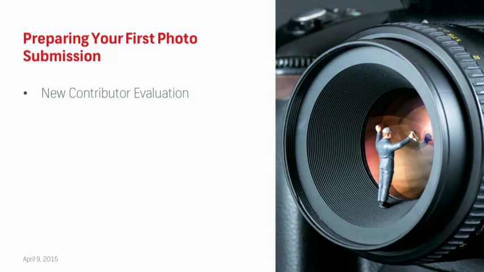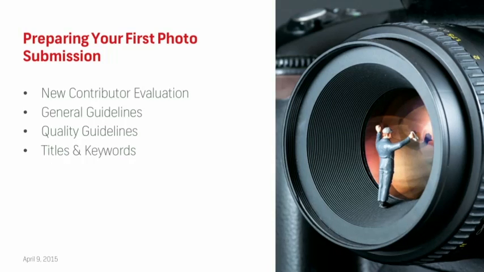So the first thing that I'm going to touch on is the new contributor evaluation process that we have here at Shutterstock. The next thing is I'm going to talk about the general guidelines that we have, so some general things to follow when you are selecting images from your portfolio to submit. I'm going to go through the quality guidelines section. So this is probably the bulk of the presentation where I'll go through some of the frequently used rejection reasons that you'll see. And then I'll go over titles and keywords. So how to maximize your titles, how to select the appropriate keywords for your content.